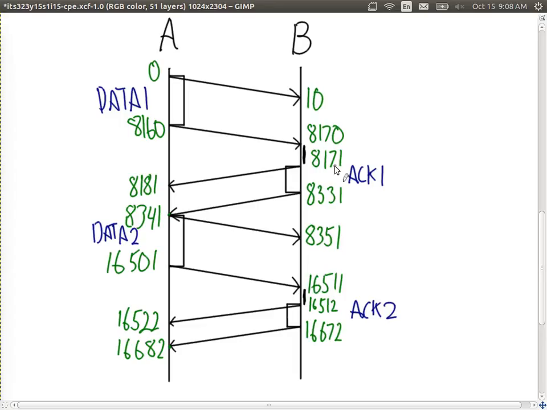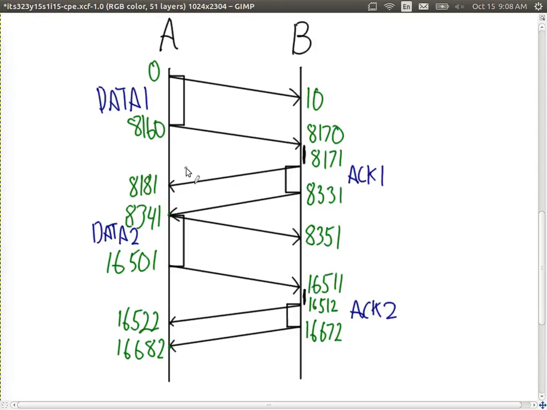So I draw the acknowledgement. The first ACK is this rectangle. It takes 160 to transmit, so it arrives back at time 8341. From after A transmitted the first frame at time 8160 until 8181, A is doing nothing.